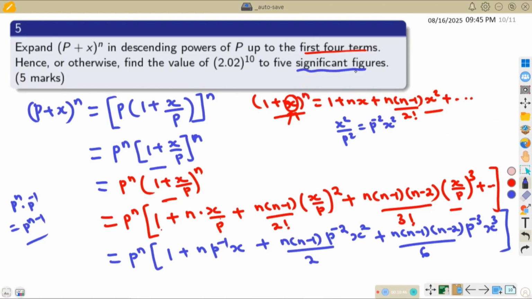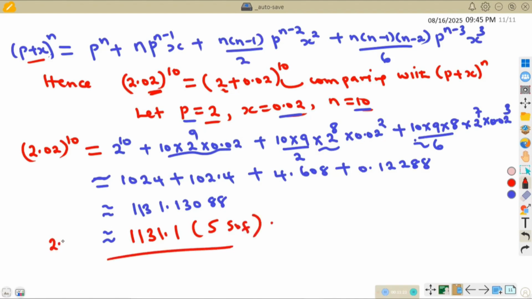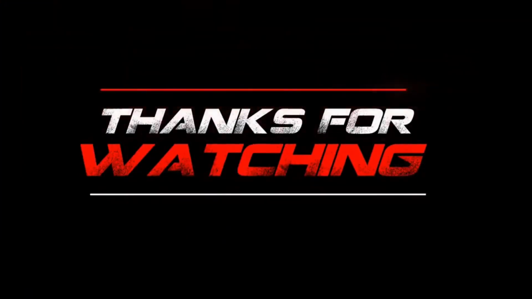Actually, we need our answer to 5 significant figures. So looking at what we have as 1131.13088, we need to obtain this answer into 5 significant figures. So this is 1, 2, 3, 4, 5. So our final answer will be 1131.1. This is to 5 significant figures. So this will be the answer to 2.02 to the power of 10.